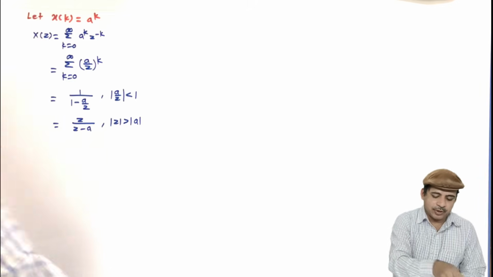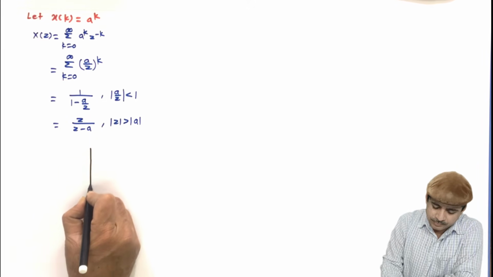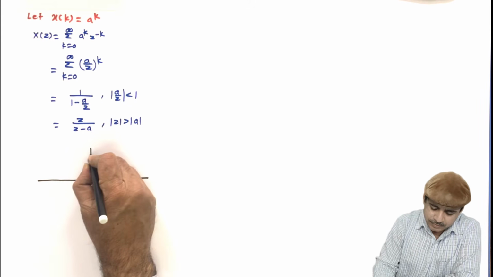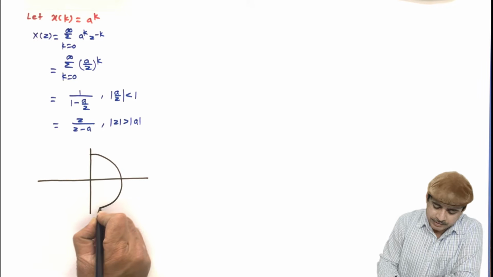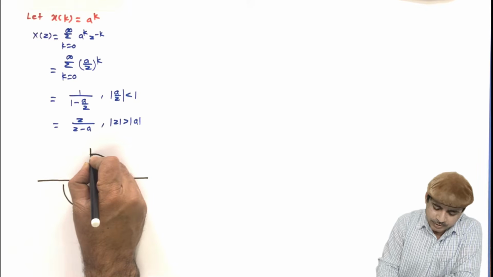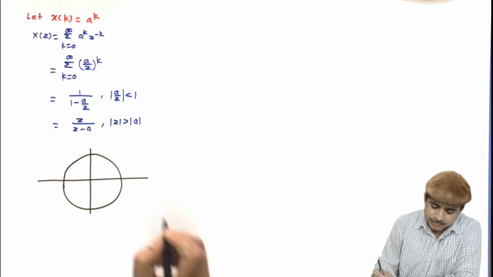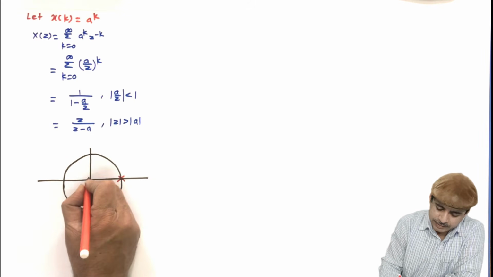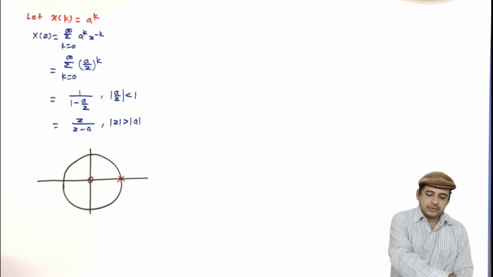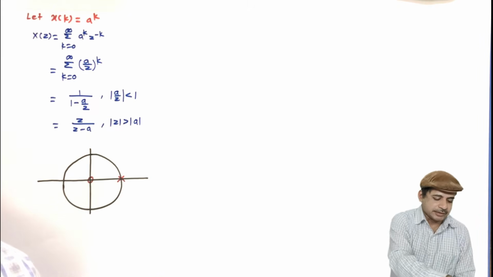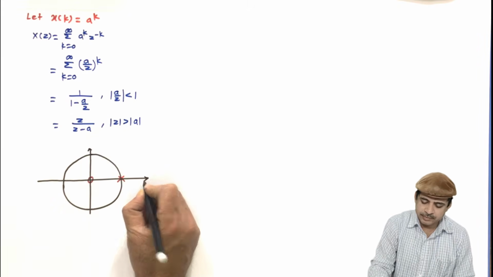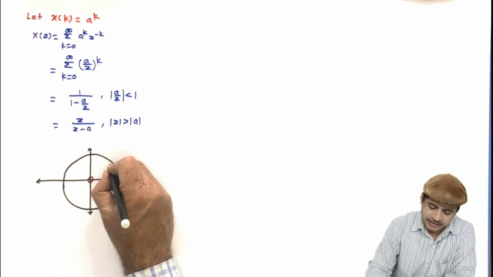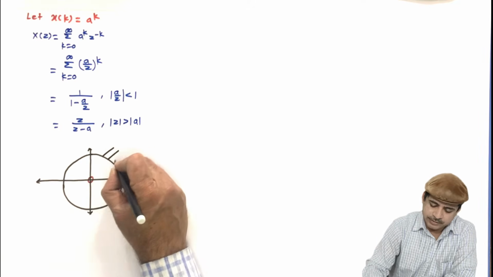And now in this case, if I plot this ROC, this is a circle with radius a because the pole is at a. Here I have a pole and I have a zero here. So again, mod z greater than mod a is the ROC, and that means this radius is a, and the ROC will be this.